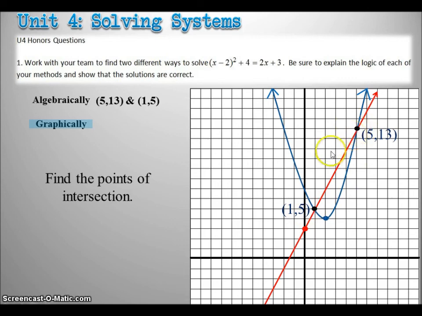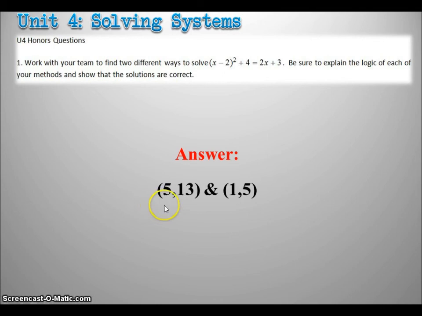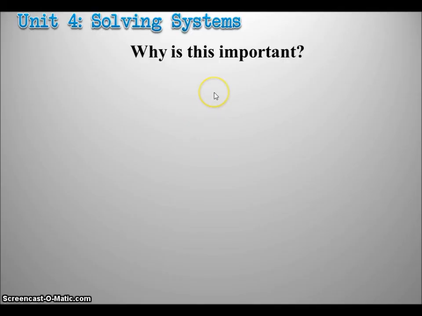Well, wait, didn't we get that when we solved this algebraically? Well, we did actually. So that means that we did our math correctly. So our answer is 5, 13 and 1, 5. And to check this, you can plug this back into the initial equations. Well, why is this important besides getting the right answer?